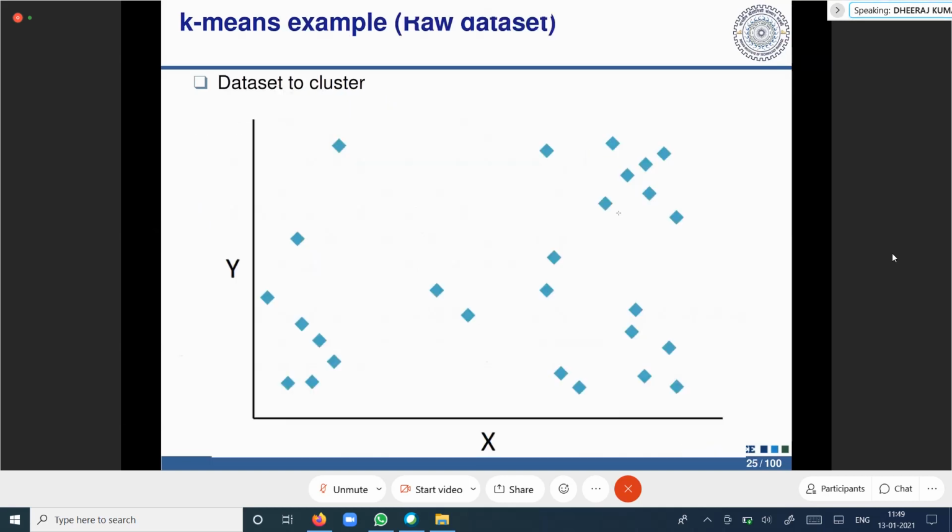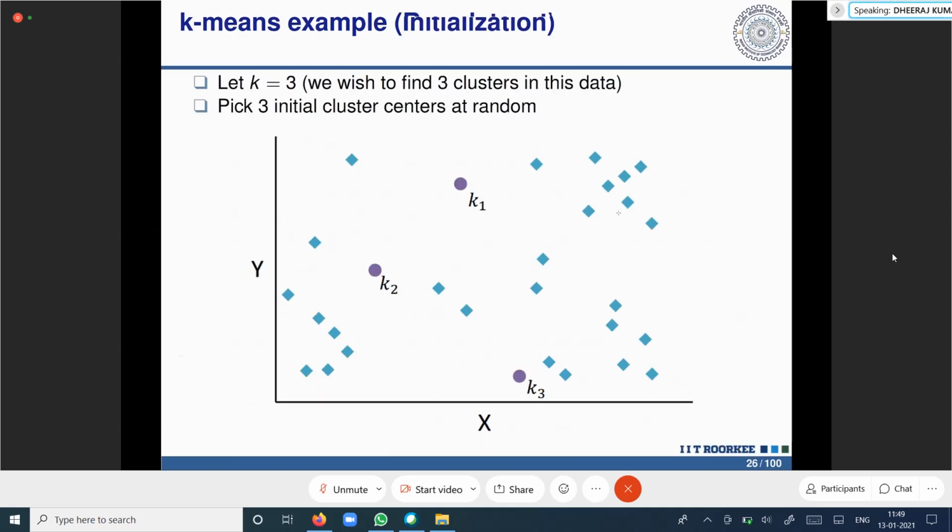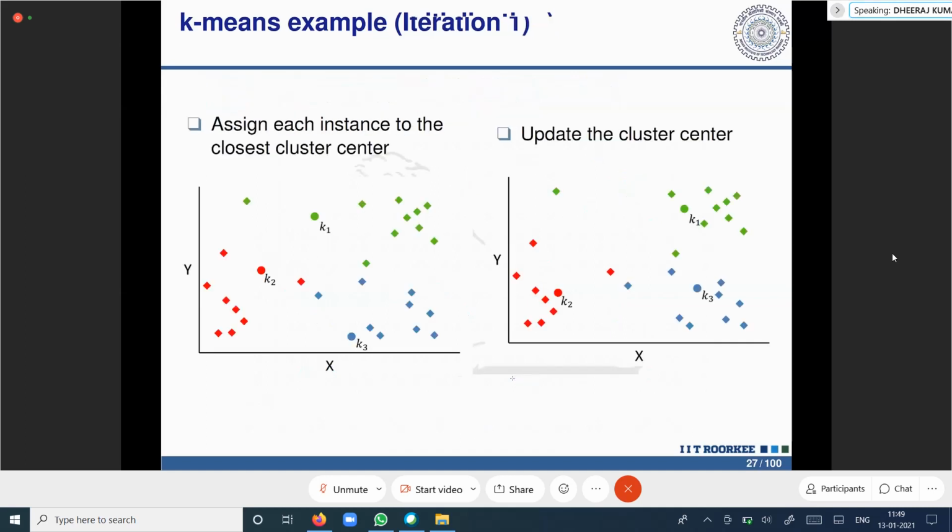So for example, let's say you have this data set which consists of a few points, and you want to find k equals 3 clusters using the k-means algorithm. The first step is we pick 3 initial cluster centroids at random. So we select these 3 points, K1, K2 and K3, as initial centroids, which are randomly chosen. They could be any points in this XY space. All right. Next we assign each instance to the closest cluster.